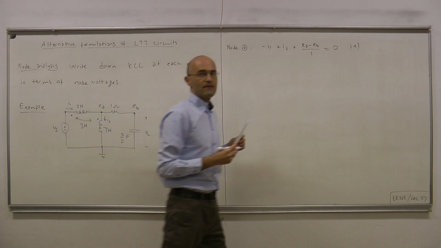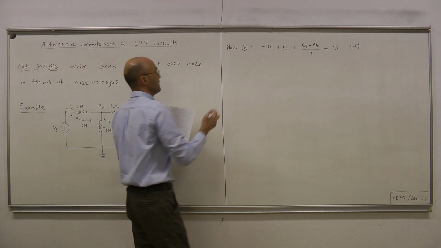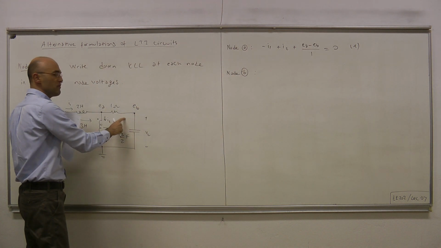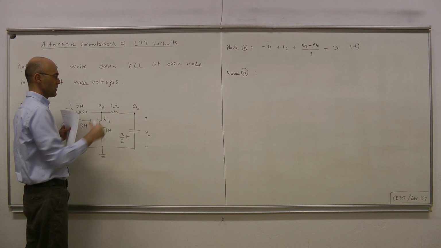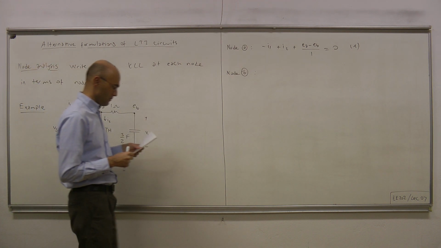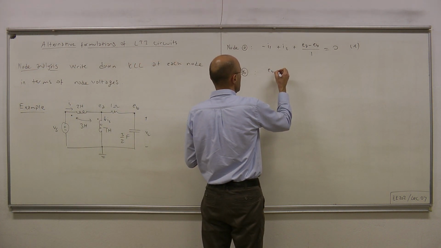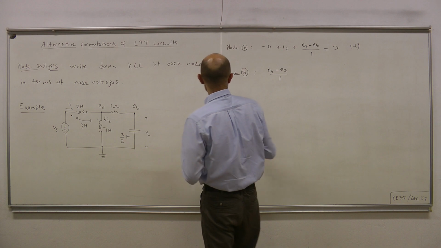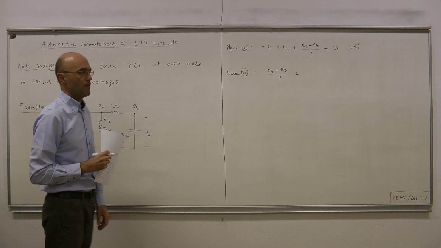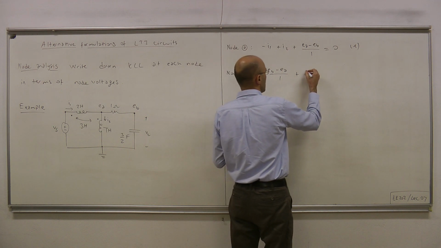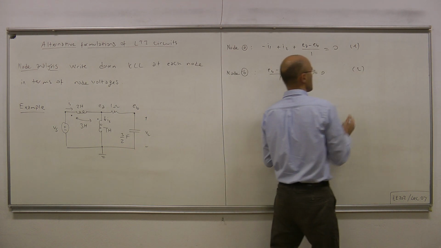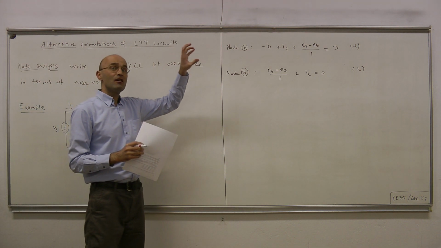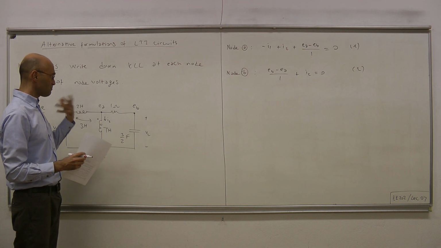Let's do the same thing at the other node, node B. At node B we have only 2 branches, so that means we have only 2 currents. This current plus that current equals 0. So what we have is EB minus EA over the resistance plus the current of the capacitor equals 0. That's our equation 2.